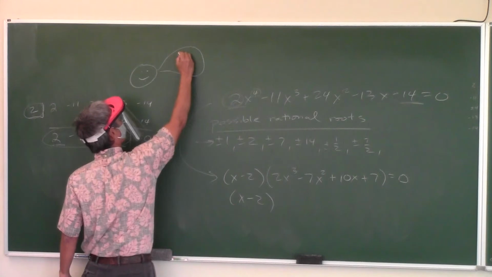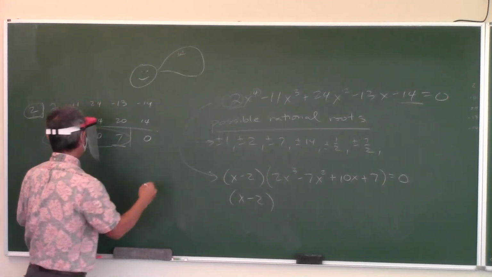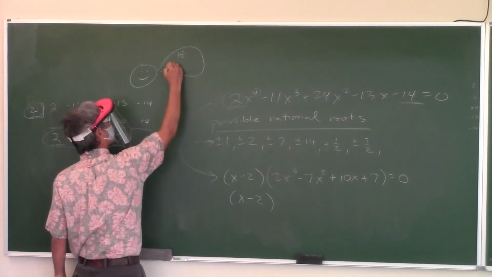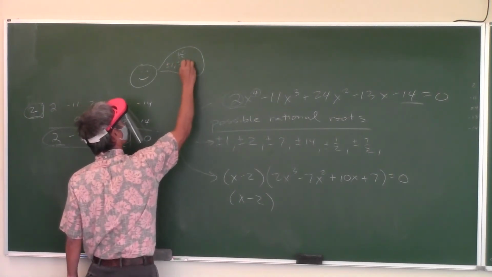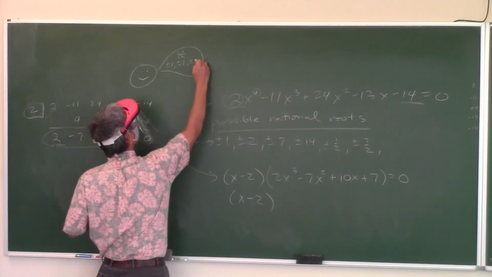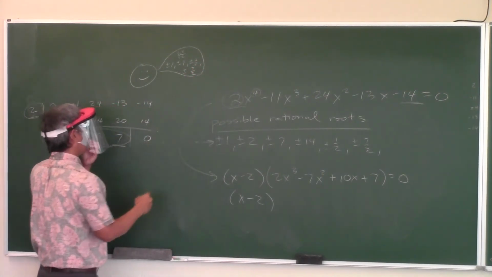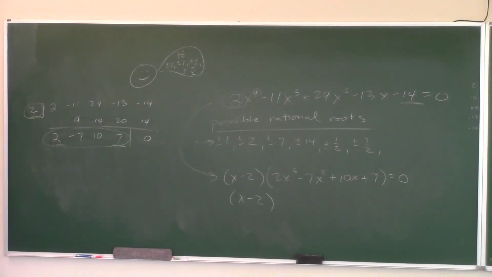So what are the factors of 7? 1 and 7. What are the factors of 2? 1 and 2. So if you take all the combinations, plus or minus 1, plus or minus 7, plus or minus 1/2, plus or minus 7/2. Okay, should I try 1 again? Should I start from the beginning and try 1? No, because if 1 is not a factor of this, then it's not going to be a factor of this, right? So it'll be a waste of time trying 1.